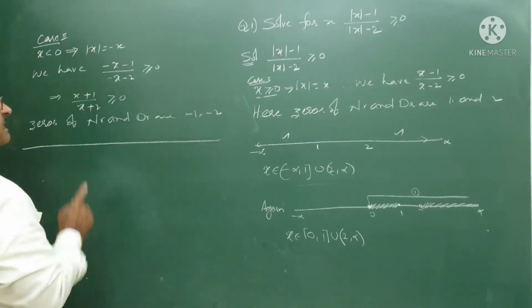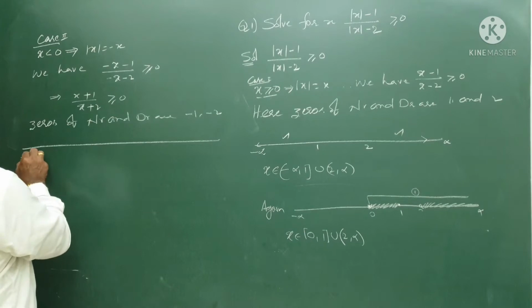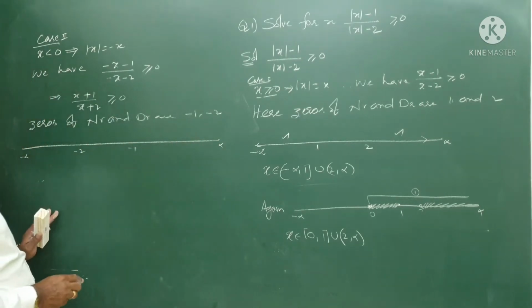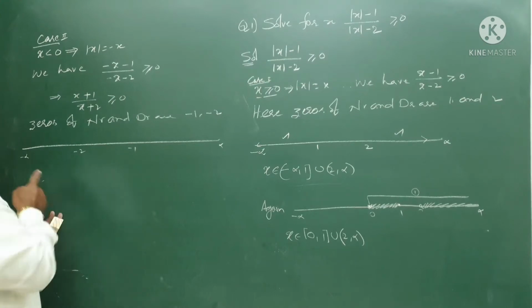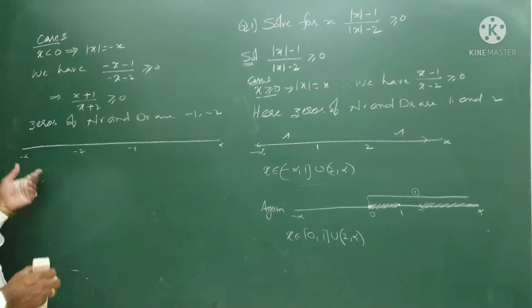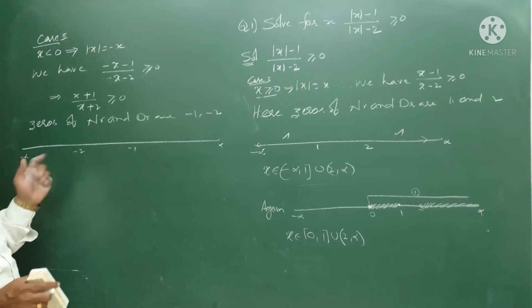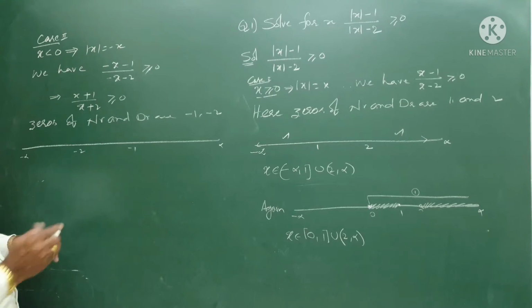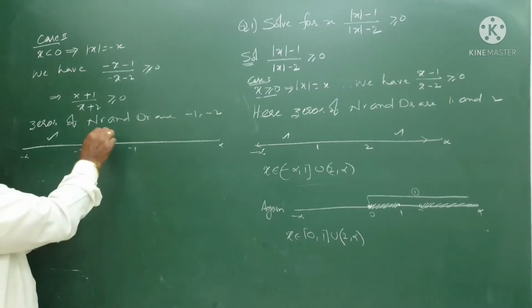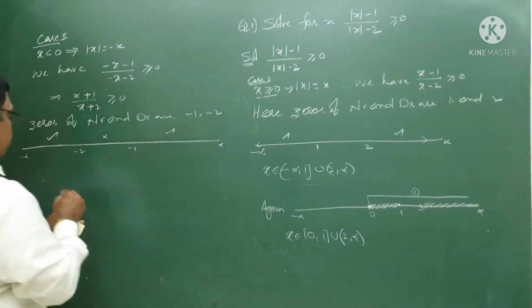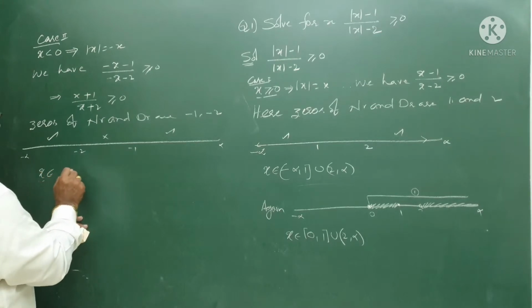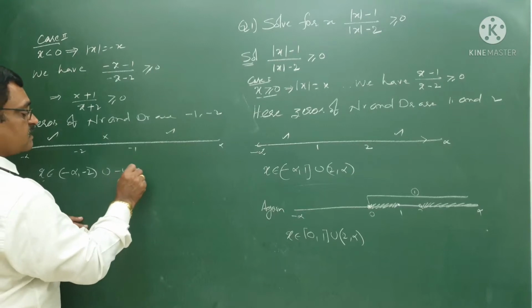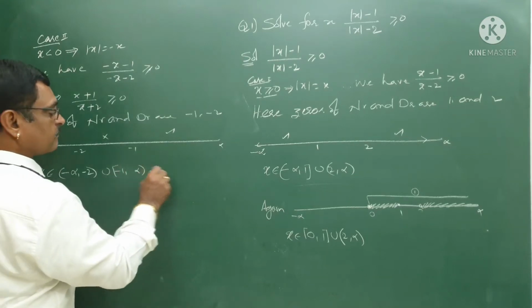Locate these numbers on the real line: minus infinity to minus 2, minus 1, infinity. Now which intervals are possible? For minus infinity to minus 2, take a real number, minus 3: minus 3 plus 1 by minus 3 plus 2 is possible. I want this, I don't want this, I want this. Therefore x belongs to minus infinity to minus 2 union minus 1 to infinity.